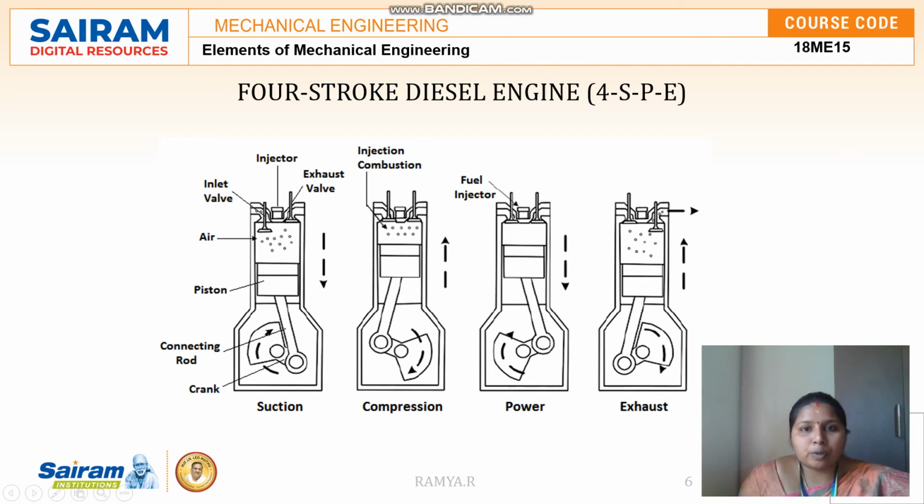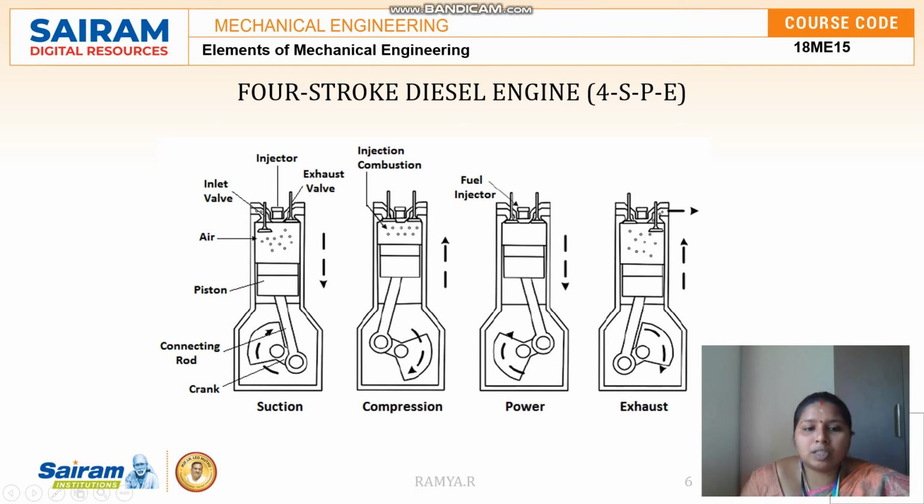In a petrol engine, air plus fuel mixture both are sent together at a single time through the inlet valve. But in case of a diesel engine, only air is sent through the inlet valve, and there is a fuel injector. Instead of a spark plug, here we have a fuel injector through which the fuel is sent inside the cylinder. Only air enters through the inlet valve, and fuel is given through the fuel injector.